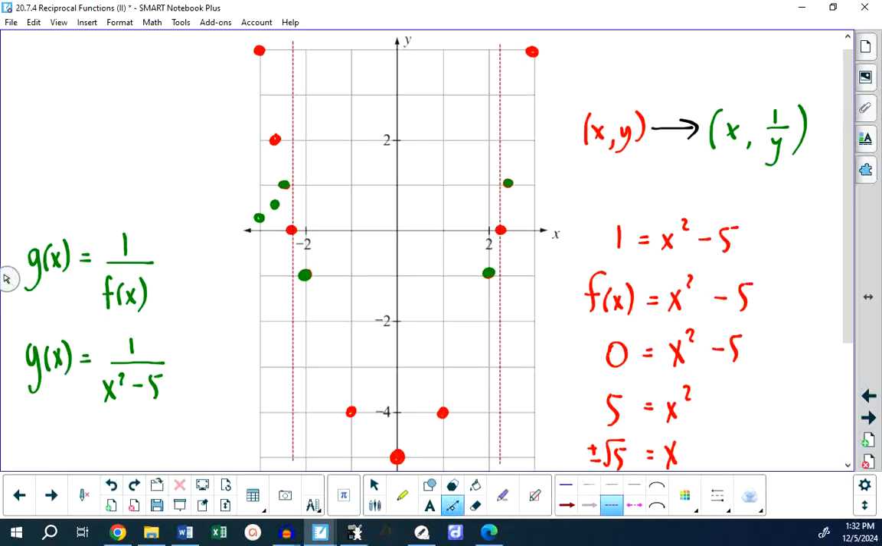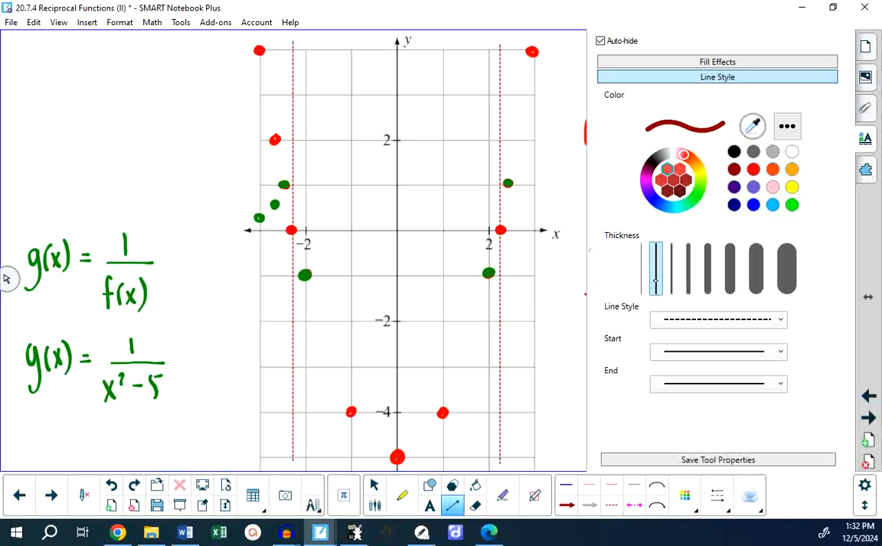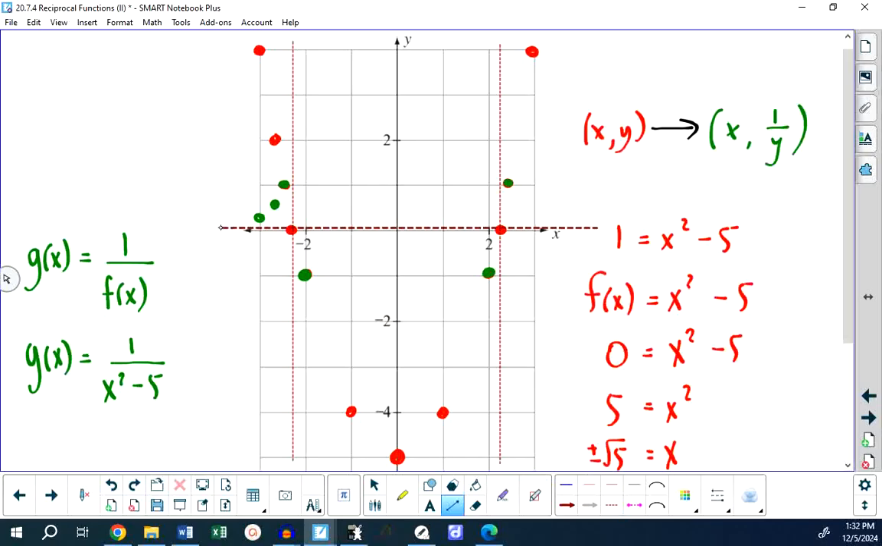We already know, and I can draw this in, I'll not make it as thin as the other ones, that the x-axis will be a horizontal asymptote. So these 3 green points on the left certainly make sense.